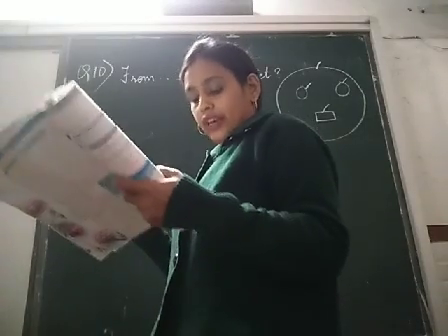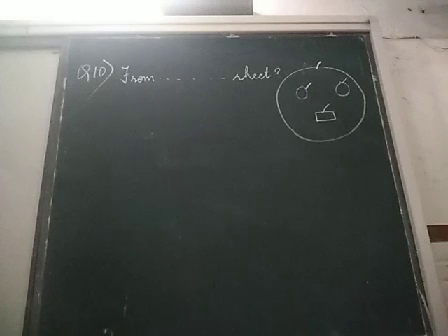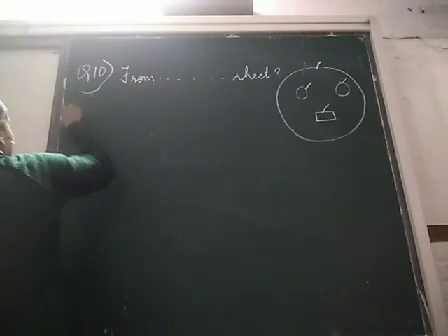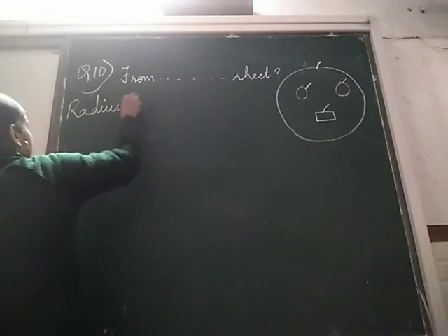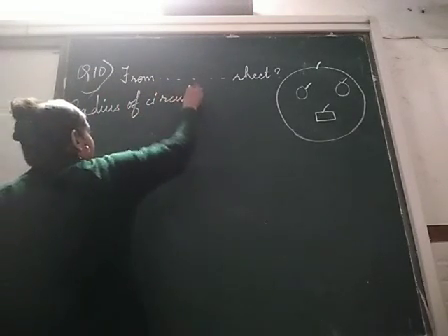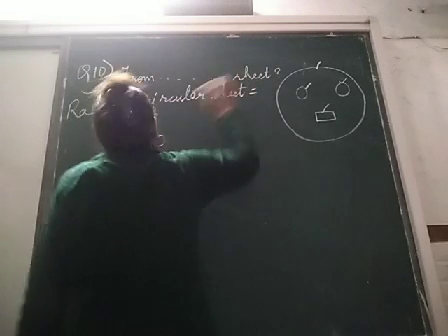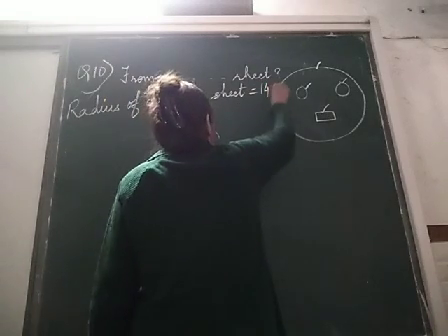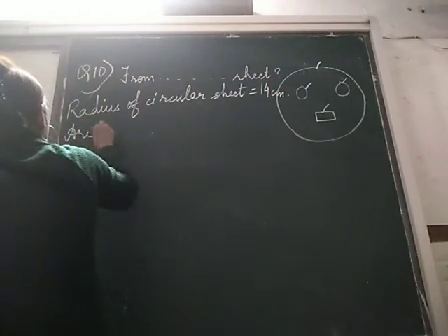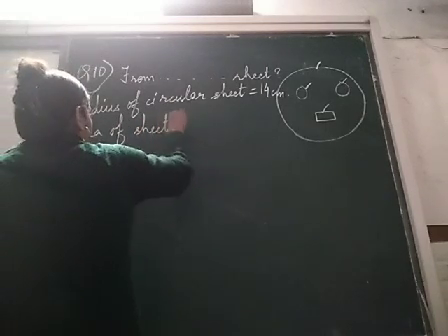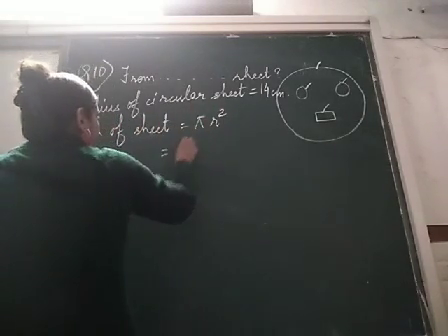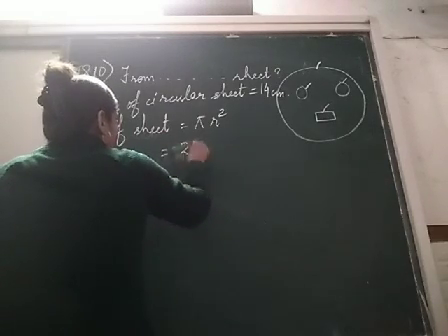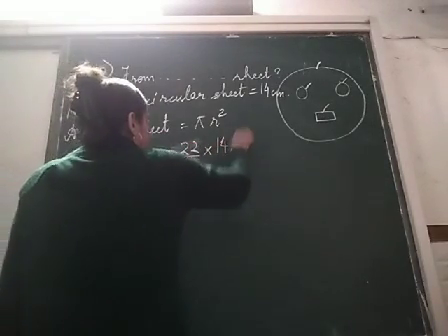So, radius of the circular card sheet is how much? 14 centimeters. So let's find out its area. Pi r square, that is 22 by 7 into 14 into 14.